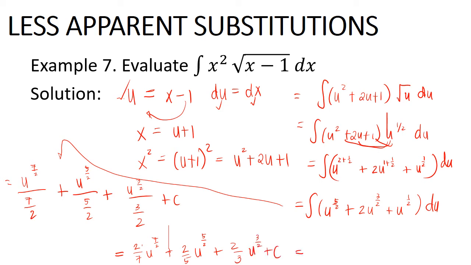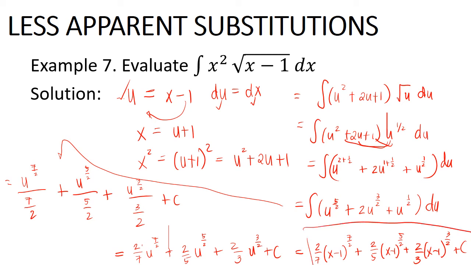And again, ibalik natin yung original variable. We get 2 over 7 times x minus 1 raised to 7 over 2 plus 2 over 5 times x minus 1 raised to 5 over 2 plus 2 over 3 times x minus 1 raised to 3 over 2 plus c. This is the final answer. So, see?